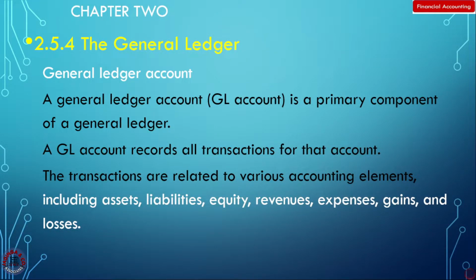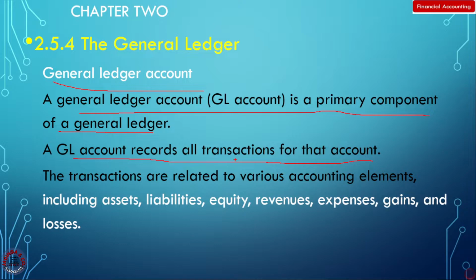Now let's continue with the general ledger account. Here we are saying that the general ledger account is a primary component of a general ledger. This we had explained in the previous class, where we said that the primary component of the general ledger is the general ledger account. So this is just a repeat of what we had explained. And then again, we are saying that the general ledger account records all transactions for that account.